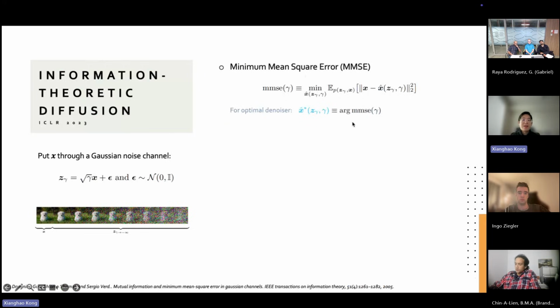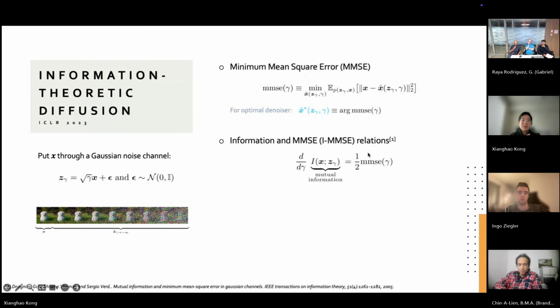But there is a bound for that. We call it a minimum mean square error over the gamma variable at a different signal to noise ratio. So for this optimization, we can derive an optimal denoiser, X hat star, that ensures the minimum mean square error, MMSE.